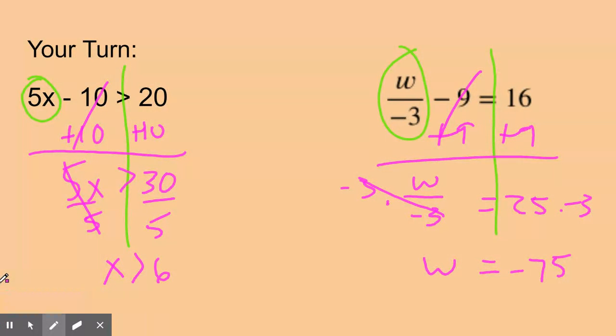All right, so hopefully your paper looks something like mine. On the first example, remember I would circle that 5x. The minus 10 is not circled, so I do the opposite to both sides. I would then have to divide by 5, and I would get x is greater than 6. And then over here, I would circle w over -3. I see the minus 9, so the opposite is plus 9. And then I would multiply by -3, so I get w equals -75.